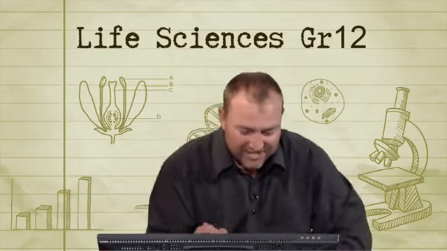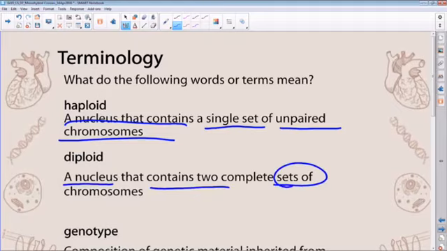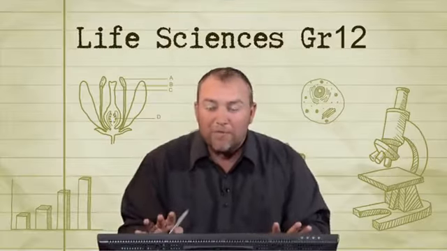Let's have a look. Firstly, haploid: a nucleus that contains a single set of unpaired chromosomes. Can you remember that? Okay. These are simple ones. Then we come to diploid, right? Diploid is a nucleus that contains 2 complete, remember, complete sets of chromosomes. Very, very important. You need to know that. Okay, those are the 2 that are so simple from the beginning.